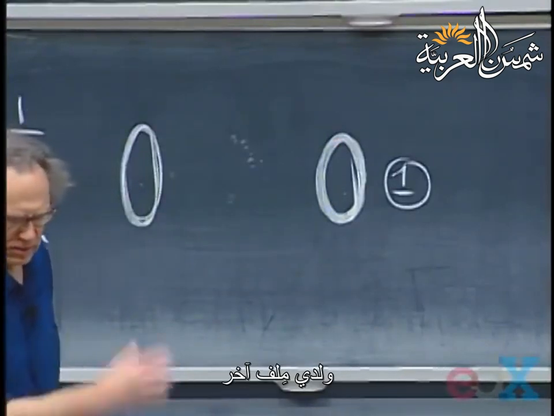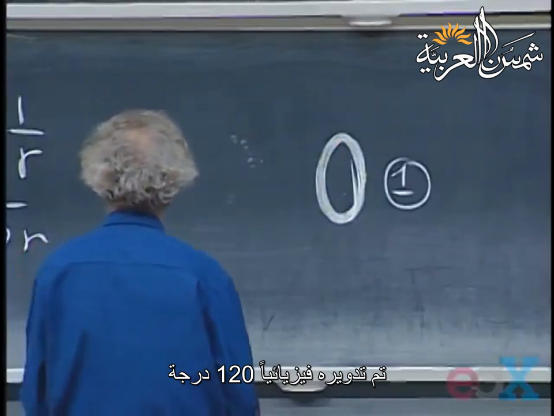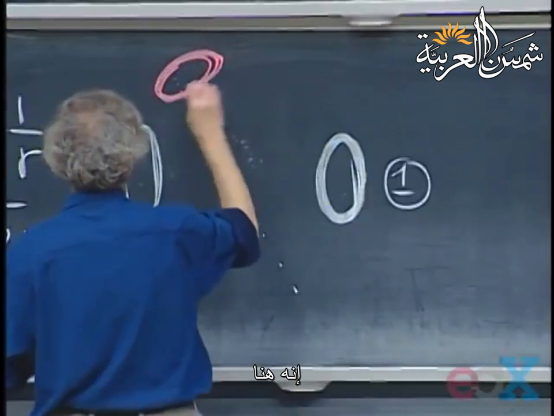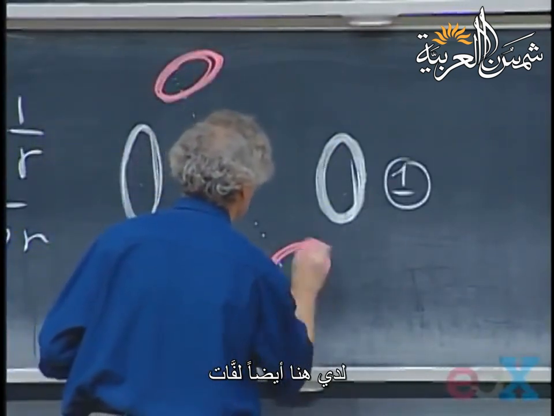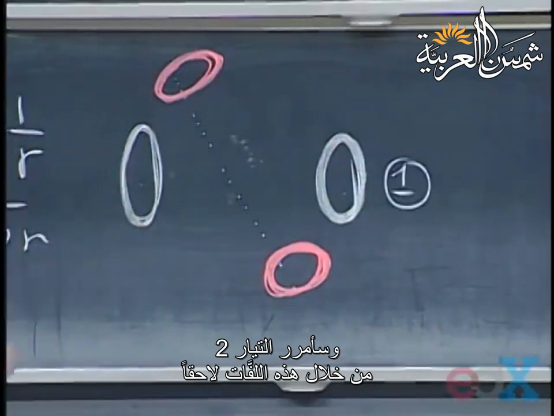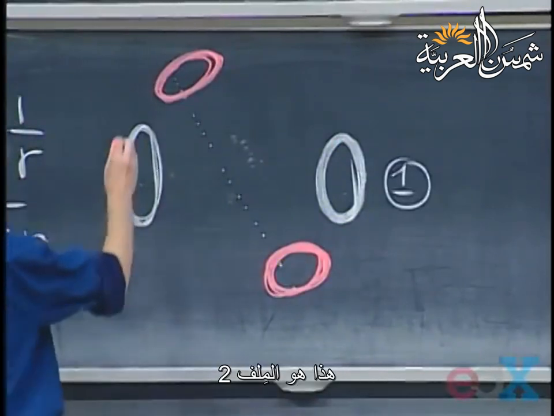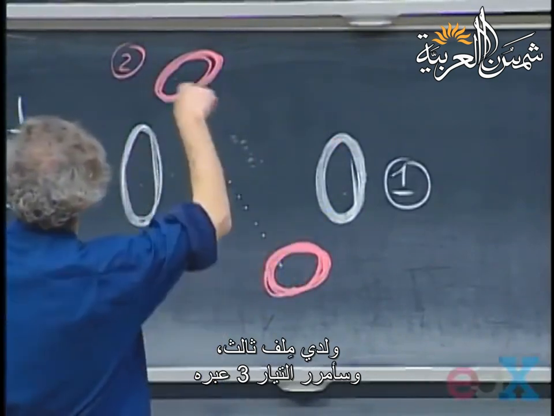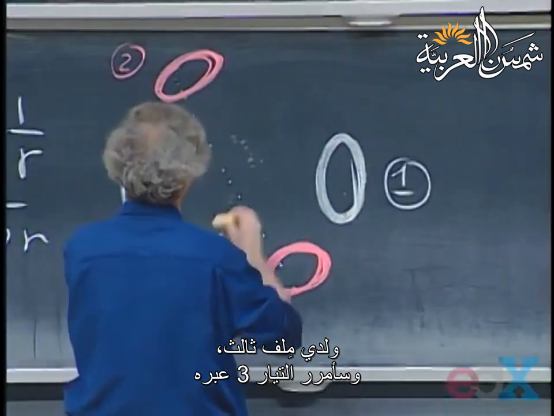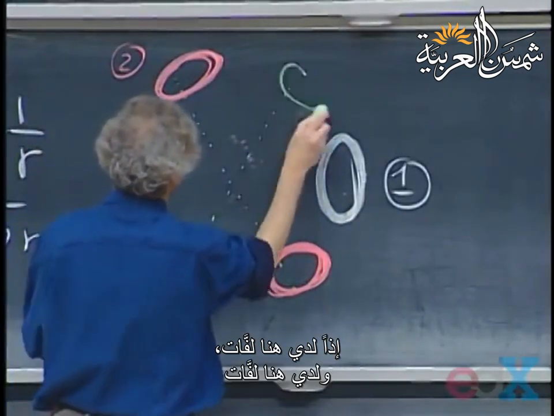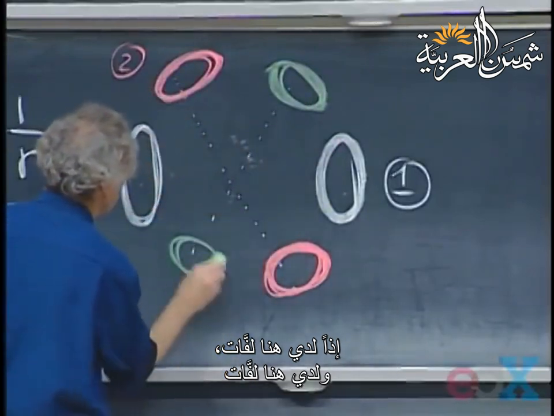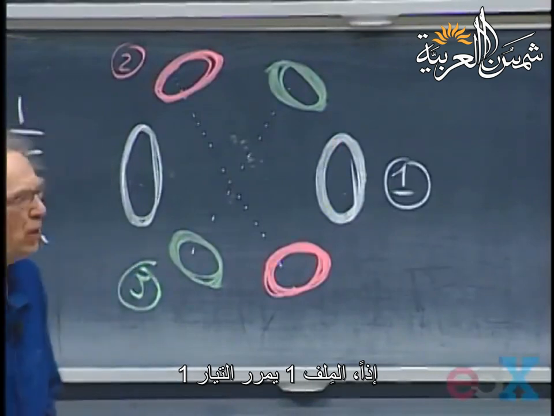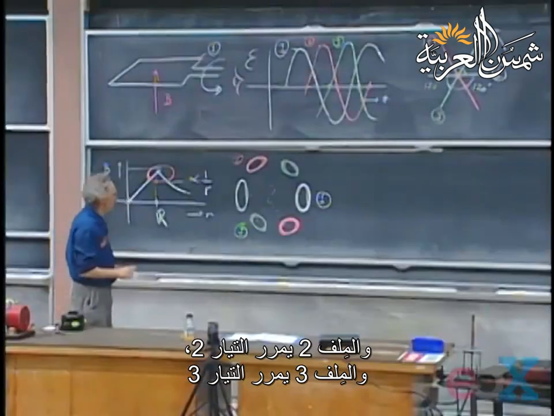Then I have another one which is physically rotated 120 degrees. It's here. Also coils. And I'm going to feed current number 2 through those coils later. This is number 2. And I have a third one, and I'm going to run current number 3 through those. So here are coils, here are coils, this is number 3. And so 1 sees current number 1, 2 sees current number 2, and 3 sees current number 3.